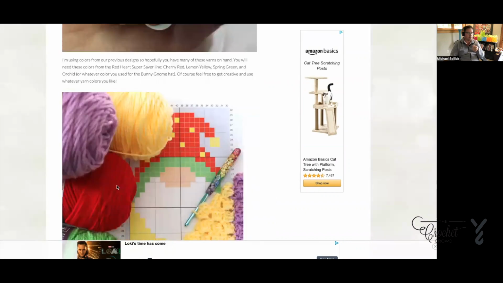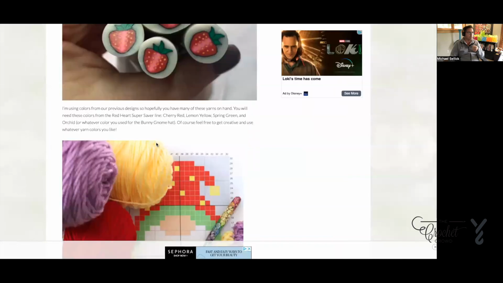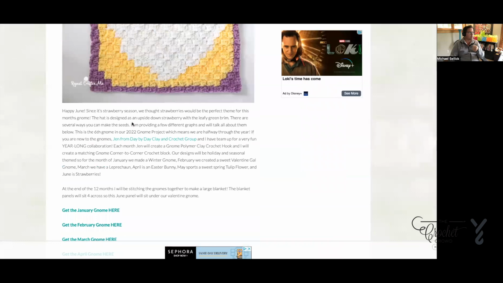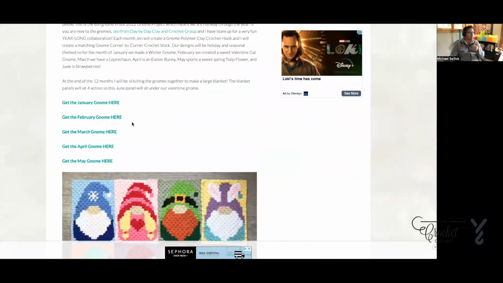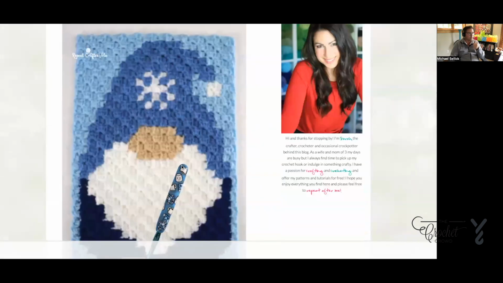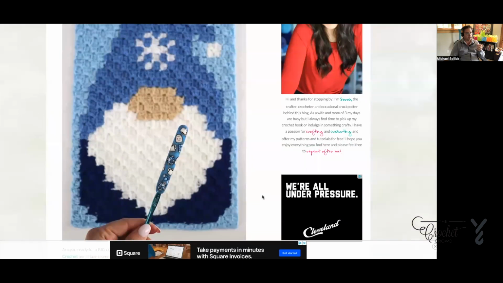It is the same format of following it in the C2C format, just being able to make it. She's recommending a yarn of choice, so let's take a look at that. It is here somewhere, and it's really kind of fun. So let's just look at the gnome. Let's get the January gnome here. These articles are very specific to it. So there is the gnome here.